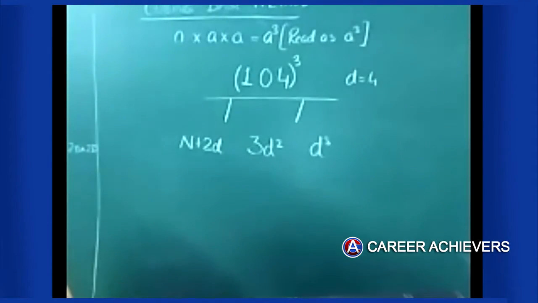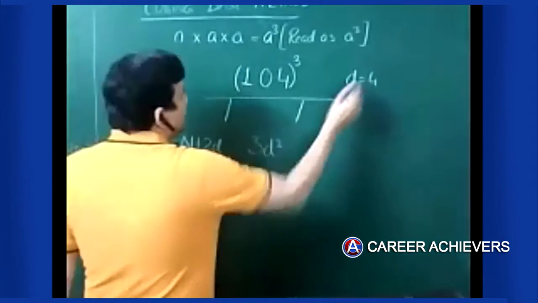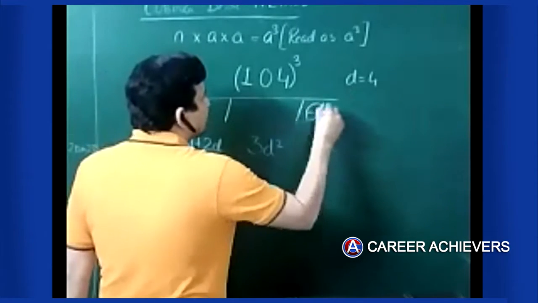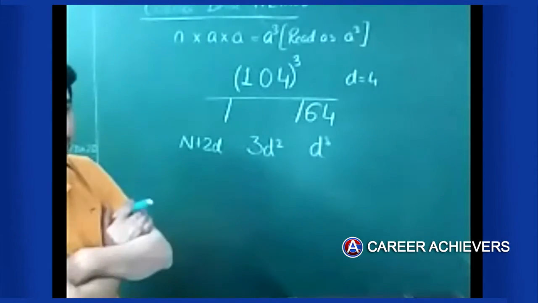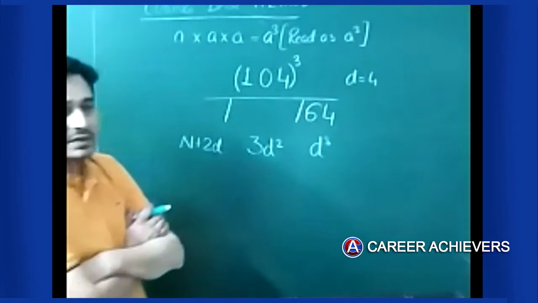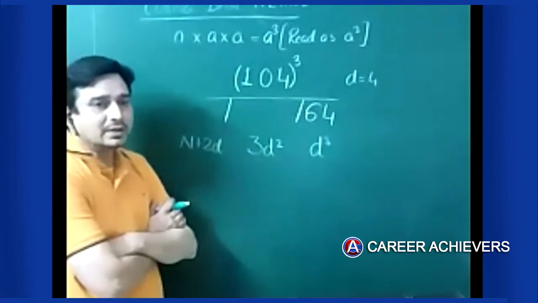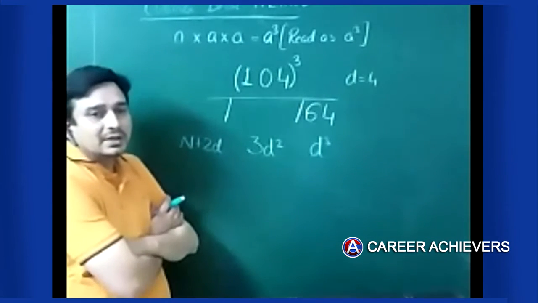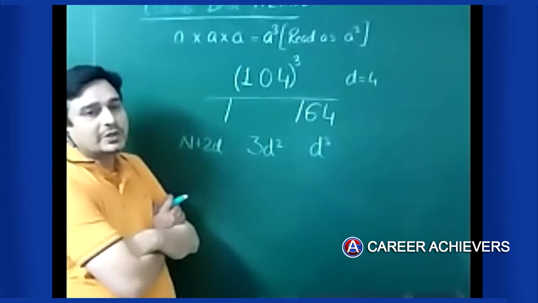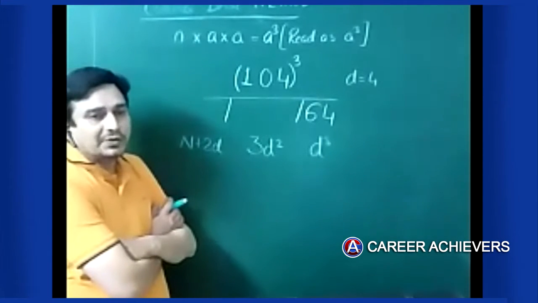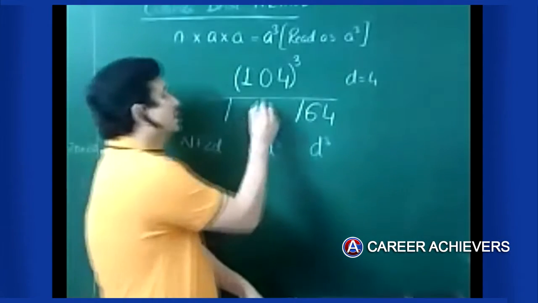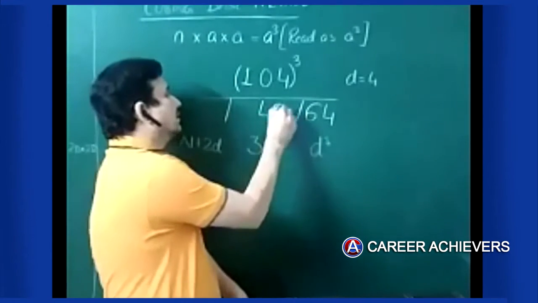Let us try these three steps. The first step is d cube. d cube is 4 cube, which is 64. Clear? Yes, sir. The second step is 3d square. So d square means 4 square, which is 16, and 16 into 3 is 48. So you will write 48 here.